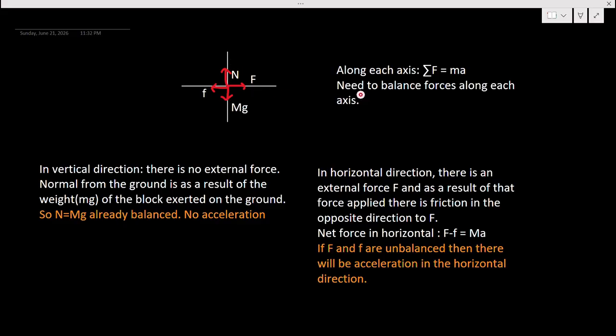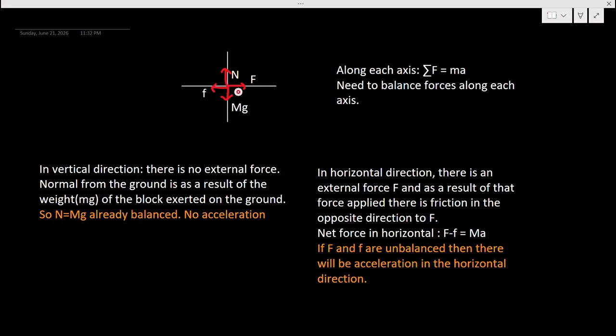now we know that there is no acceleration. The block is at rest in the vertical direction. We know that the normal minus mg equal to 0 because the acceleration is 0. So normal has to be equal to mg. So we'll get N equal to mg because it's already balanced.